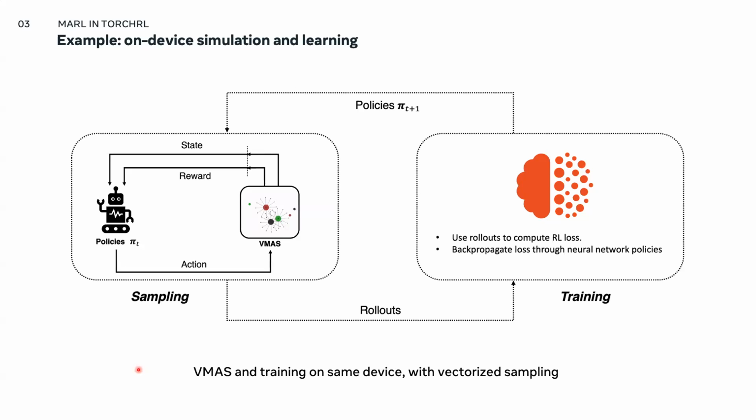We keep them in the batch, and we pass them in the same batch to the training loop on the same device. And in the training loop, basically, we compute the reinforcement learning loss, and we backpropagate it through the policies. And then we use the new policies for collection again, and iterate this way, improving the behavior of the agents.